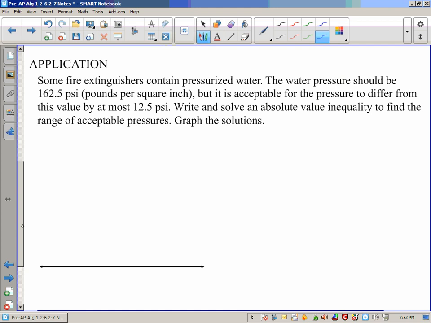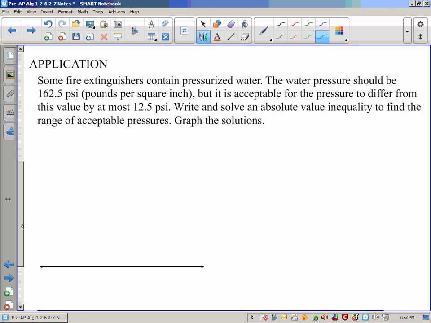Let's take a look at an application. It says some fire extinguishers contain pressurized water. The water pressure should be 162.5 psi, pounds per square inch, but it is acceptable for the pressure to differ from this value by at most 12.5 psi. Write and solve an absolute value inequality to find the range of acceptable pressures. Graph the solutions.